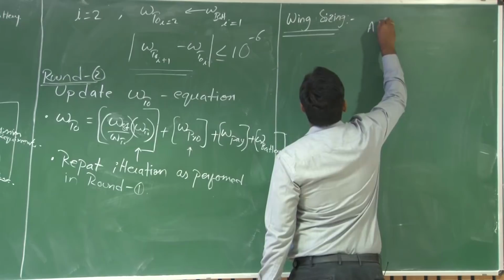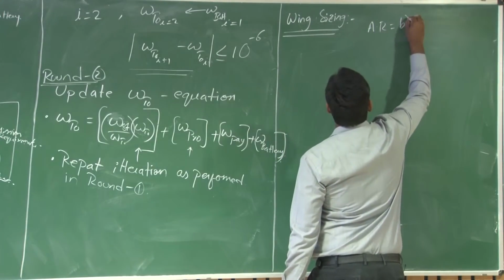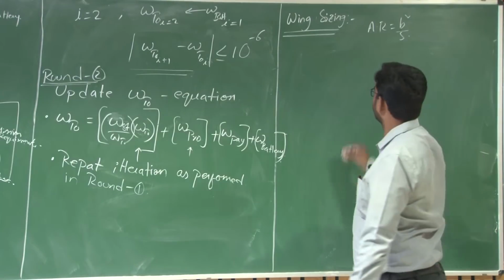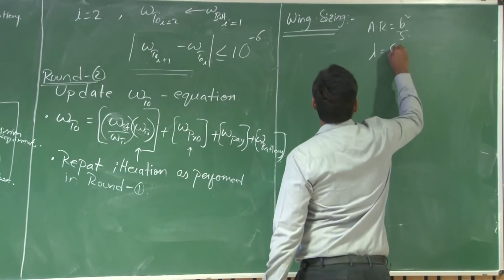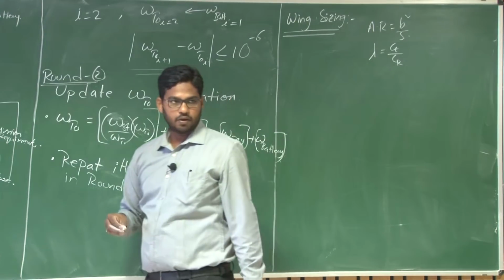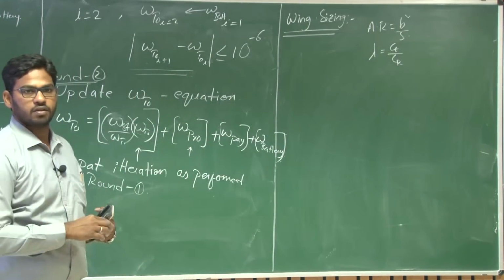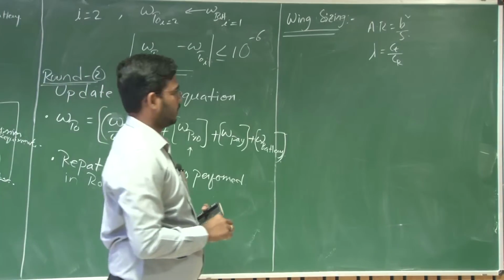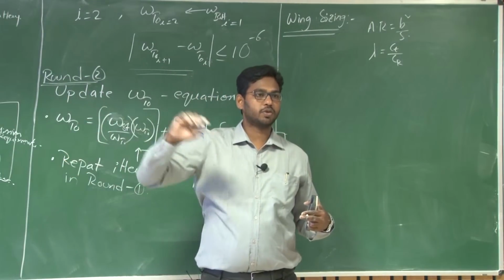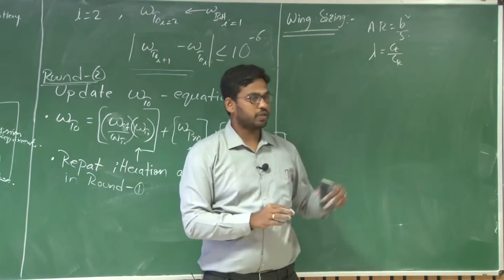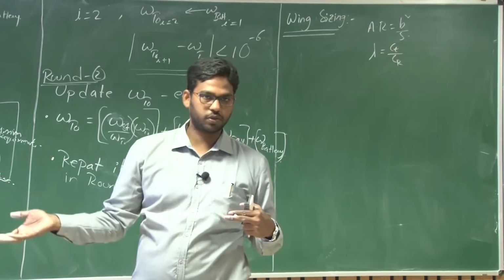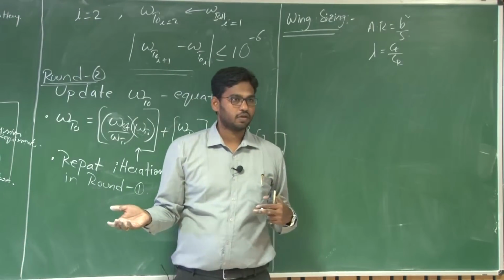So aspect ratio, which is b square by S, we already discussed, with various aspect ratio wings, and the taper ratio, c_t by c_r. So c_t by c_r also helps you with the structural design, right? Why? Because as the taper changes, the lift distribution changes. The whole idea of the taper is to make the lift distribution as elliptic as far as possible, right?